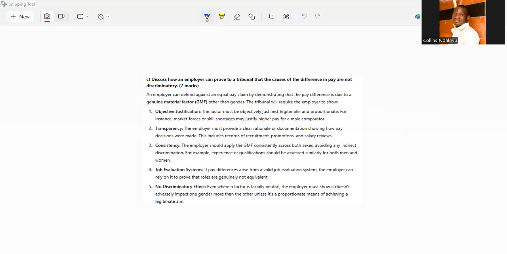But it must not be based on assumption of gender. So the employer can prove the reason is necessary and not excessive. So you can do that.